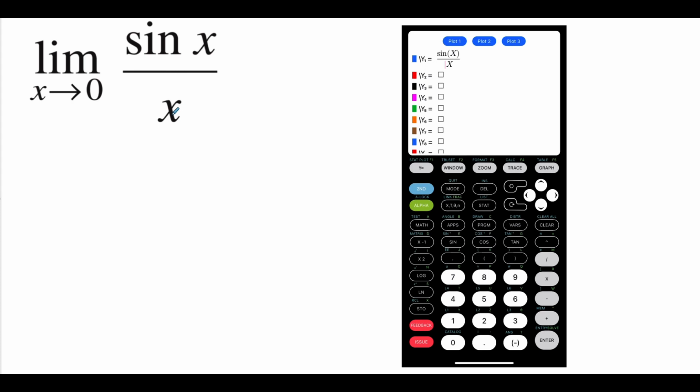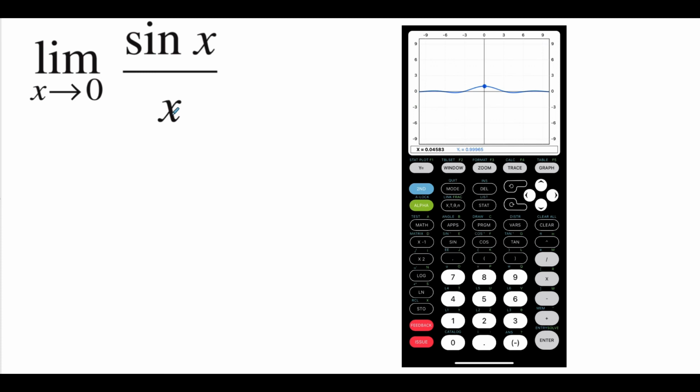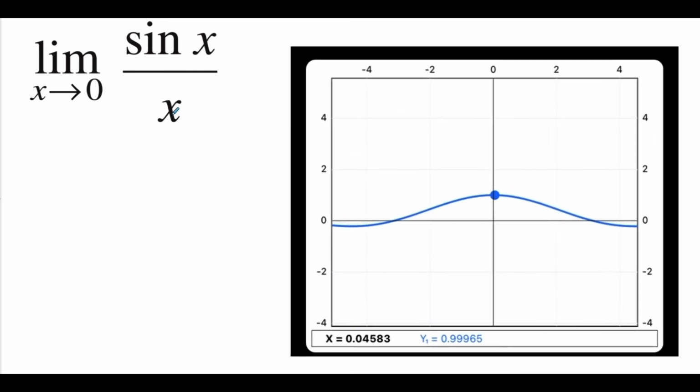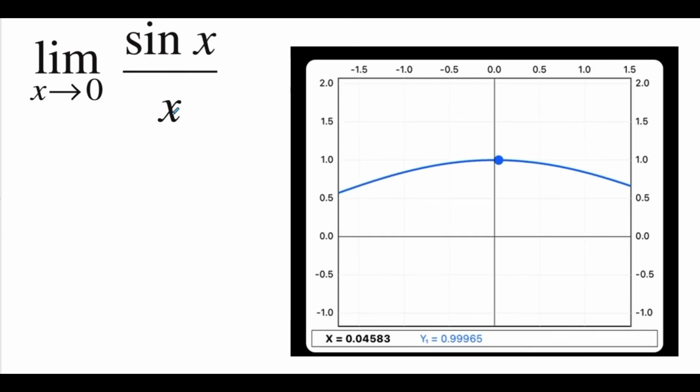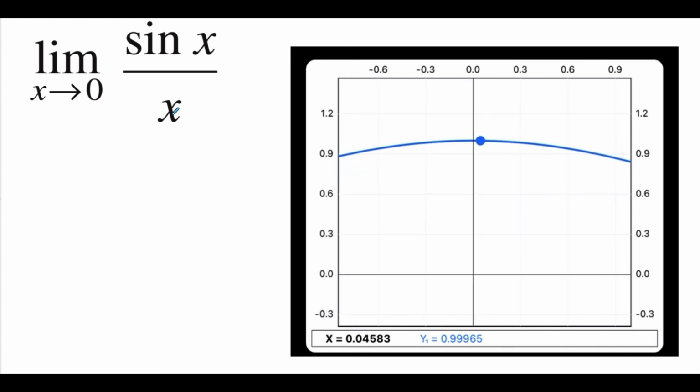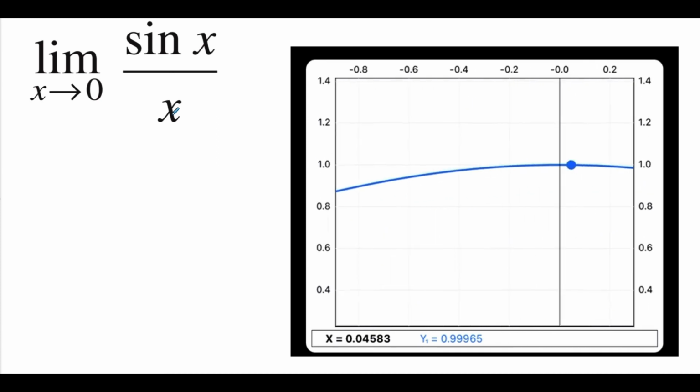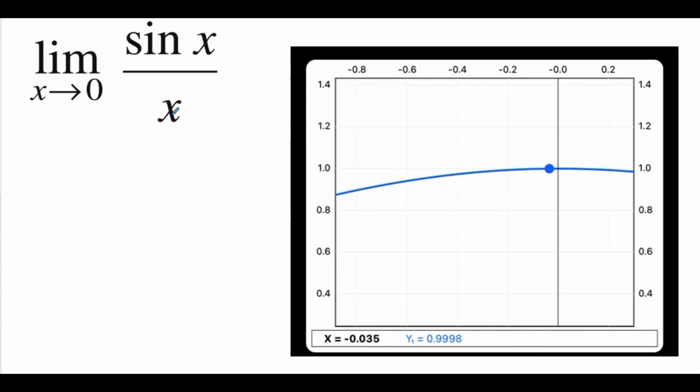In my calculator, I already have that typed in. We do have to be in radian mode to graph this out. When I hit graph, I'm going to get a picture that looks something like this. I want to look at what's happening as we get really close to 0. So I'm going to find that x value of 0, and I'm going to zoom in on the picture, and I'm going to zoom and trace to help me approximate what that limit would be.